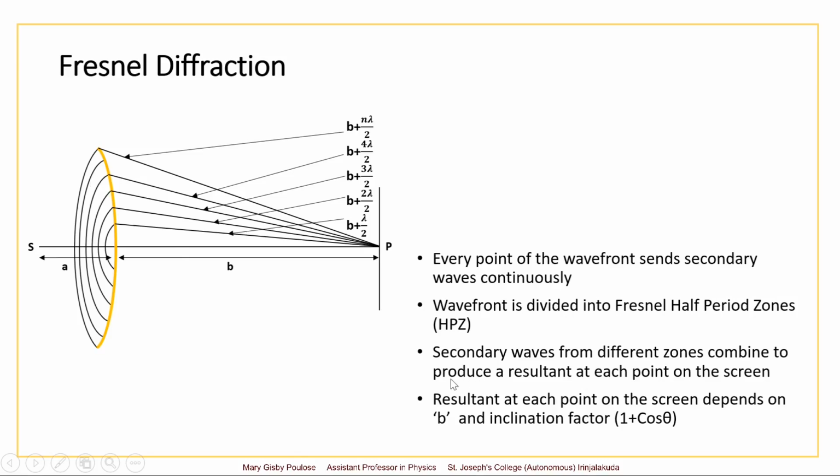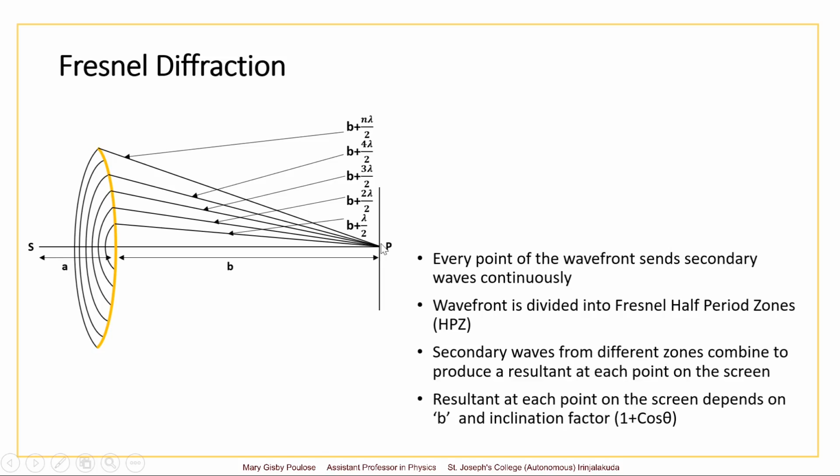Now the third assumption is the secondary waves from different zones combine to produce a resultant at each point on the screen. So let us take a point P on the screen. Now at P we get the amplitudes, or the waves, from the first half period zone, second half period zone, third half period zone. All these half period zones are contributing towards the amplitude at P.